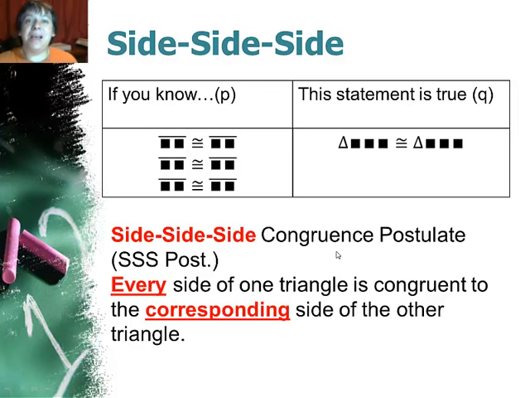So the side, side, side postulate says, if you know all three sides match, and I don't mean all three sides within the triangle, but if you have three pairs of congruent sides, then you can say that the triangles are congruent. So every side of one triangle is congruent to the corresponding side of the other triangle.